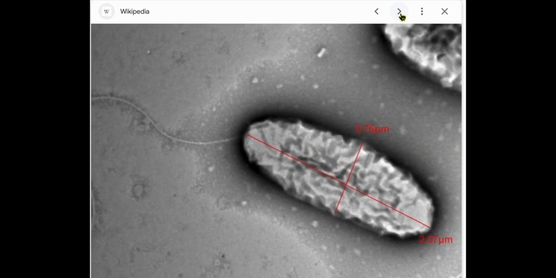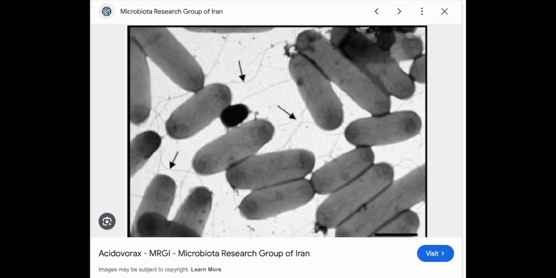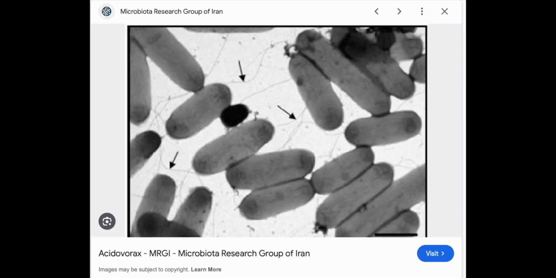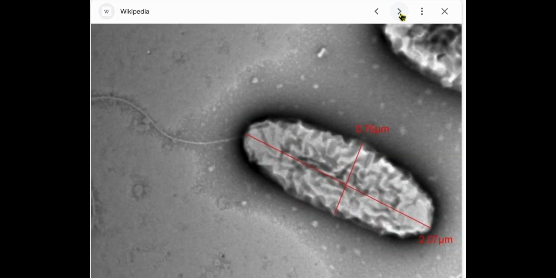Culture characteristics. Metabolic and growth characteristics of Acidovorax. Obligate aerobes / non-fermenters. Acidovorax bacteria are obligate aerobes, meaning they require oxygen for their growth and survival. Additionally, they are classified as non-fermenters, NF, as they cannot metabolize carbohydrates through fermentation. Growth on culture media. The growth patterns of Acidovorax on different culture media aid in their identification.